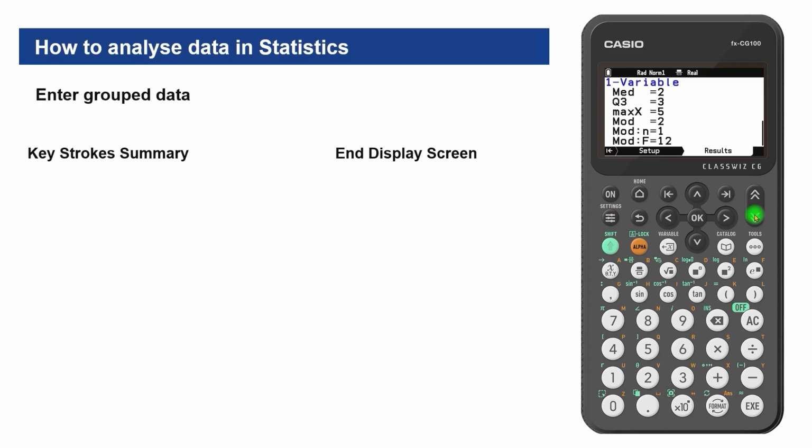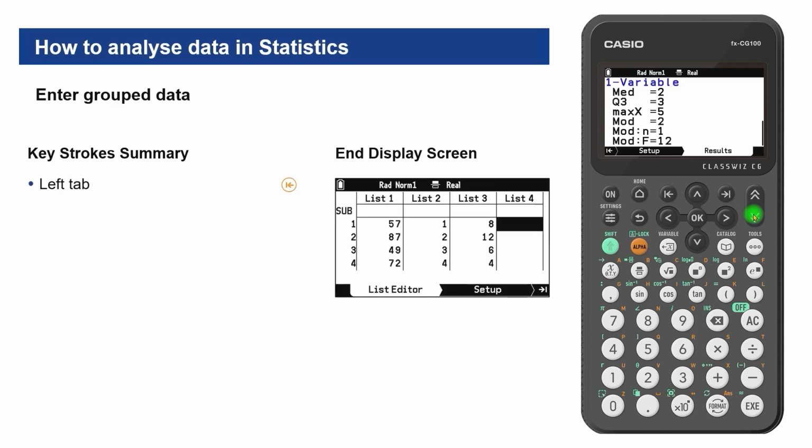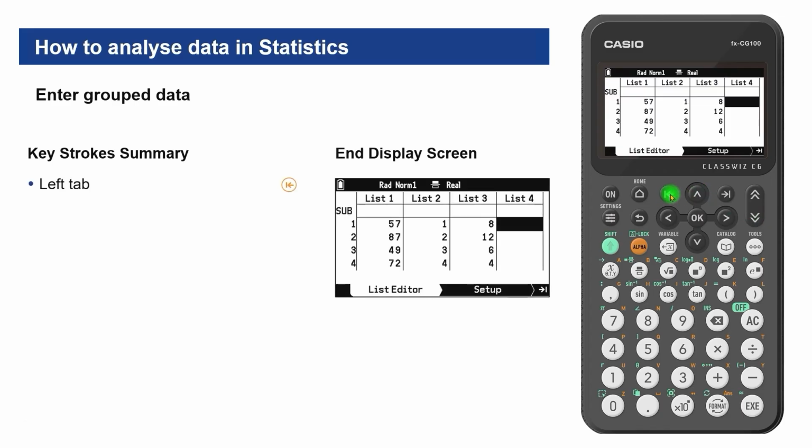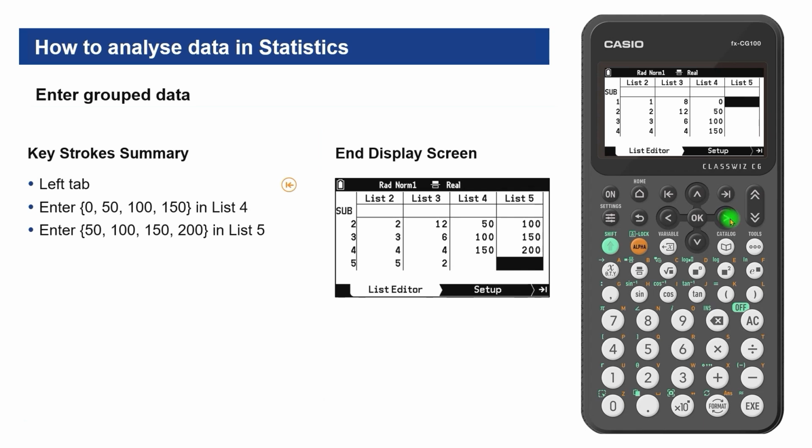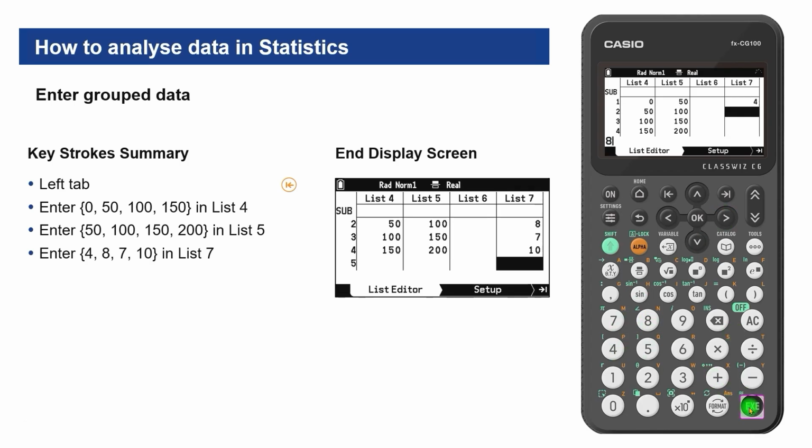The next type of data to be investigated is group data, with upper and lower bounds. Left tab to return to the list editor, and enter the lower bounds in list 4. For convenience, the interval is constant. Then enter the upper bounds in list 5. As this group data has a frequency, enter the data in list 7.